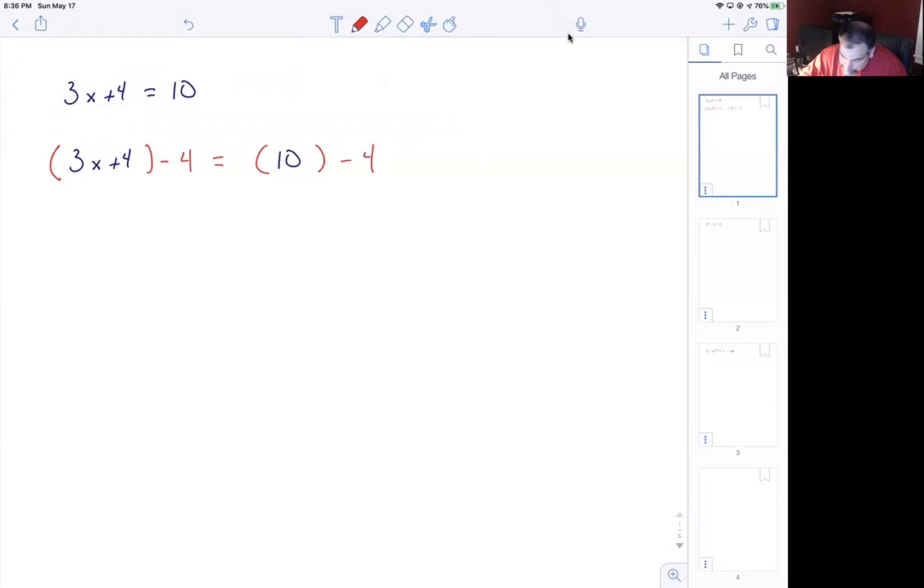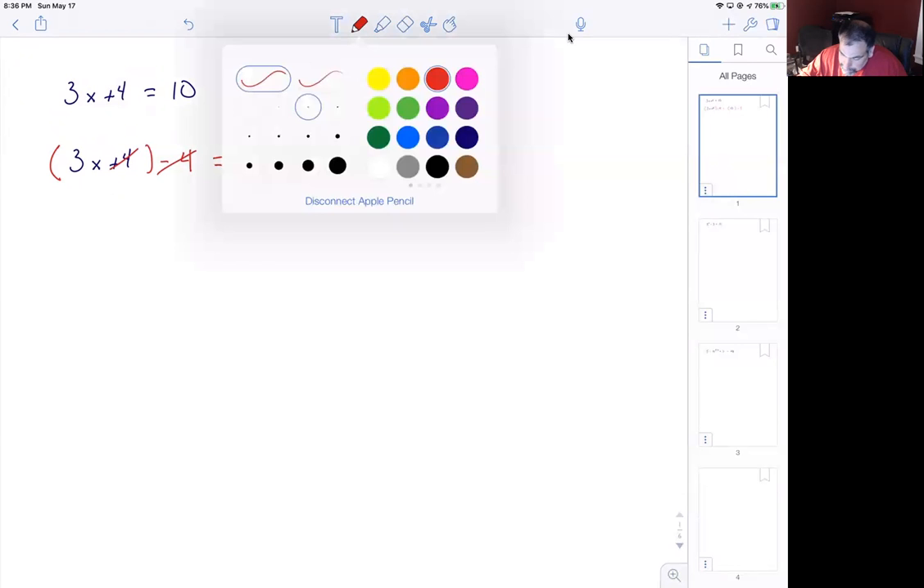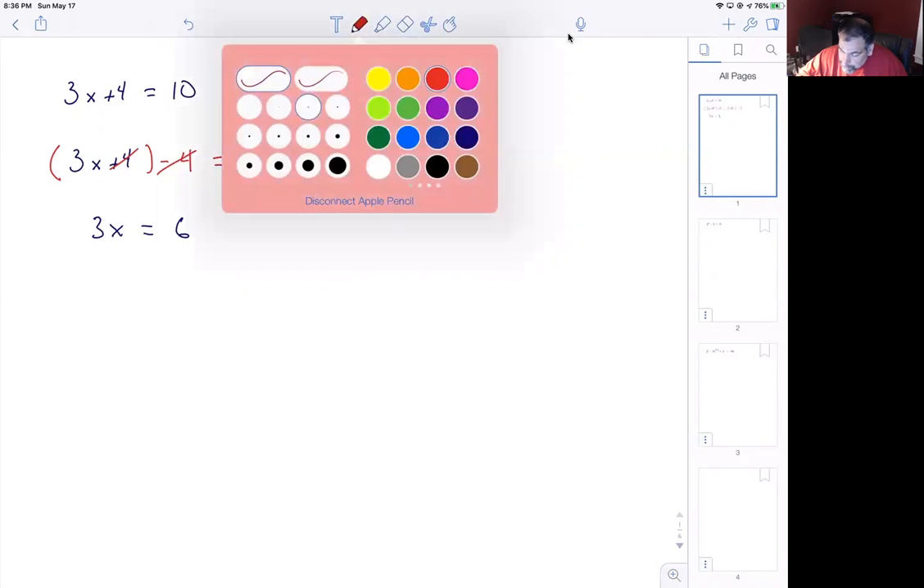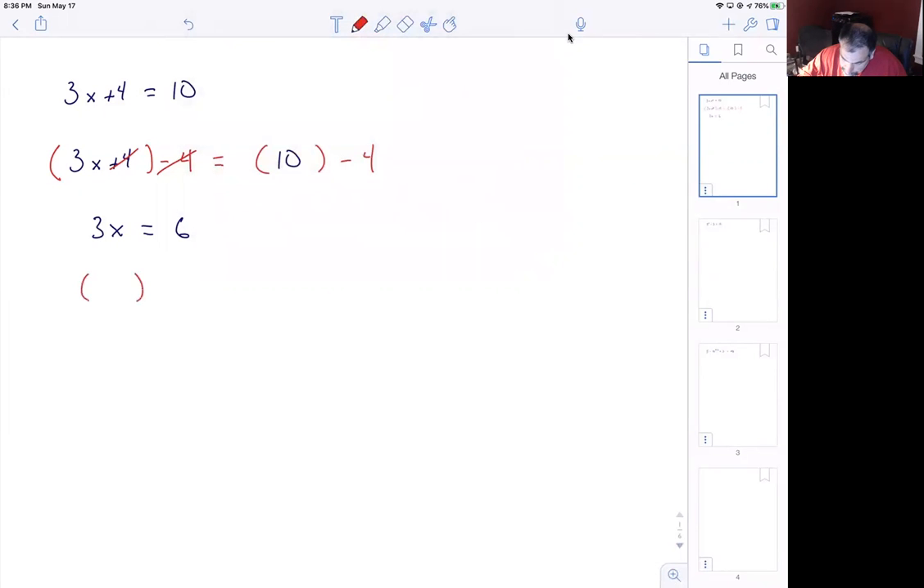We're now going to simplify, and inverses will cancel when acting directly on each other. There's our plus 4 and our minus 4 next to each other. That's going to leave us with 3x equals 10 minus 4, which is 6. So now the question is, how do we get rid of multiplication by 3? The answer is the inverse of multiplication by 3, which is division by 3. Show division by 3 on both sides.